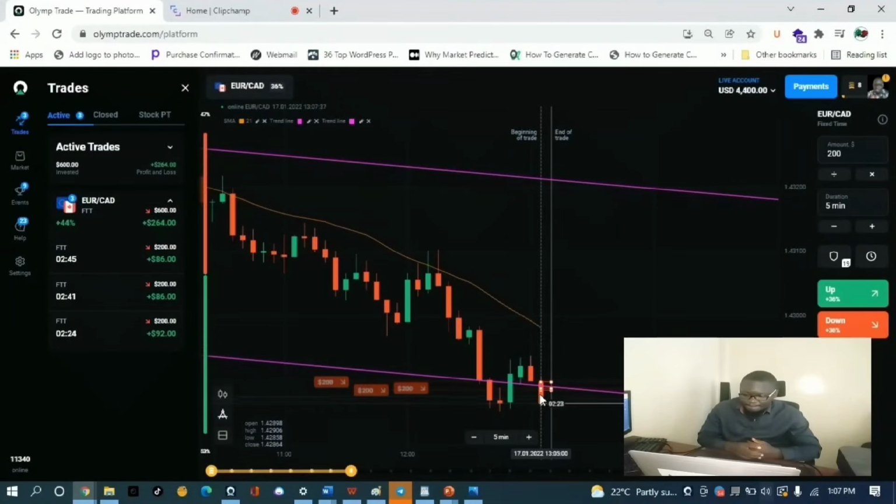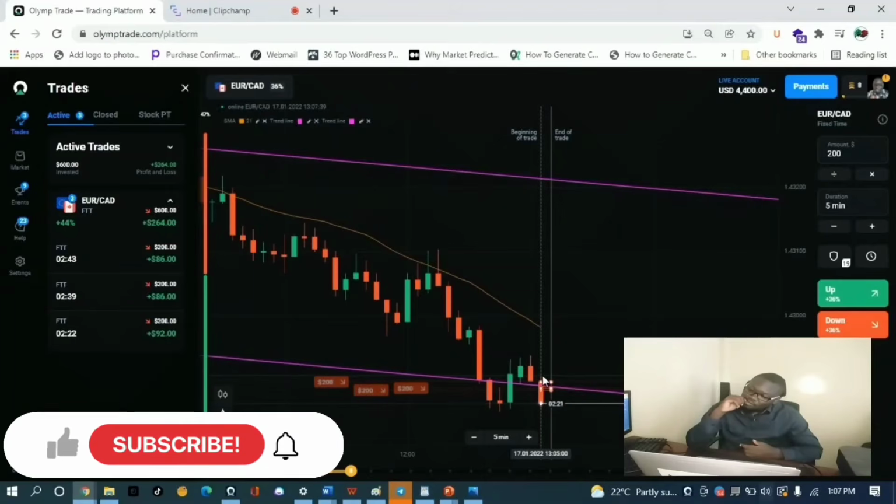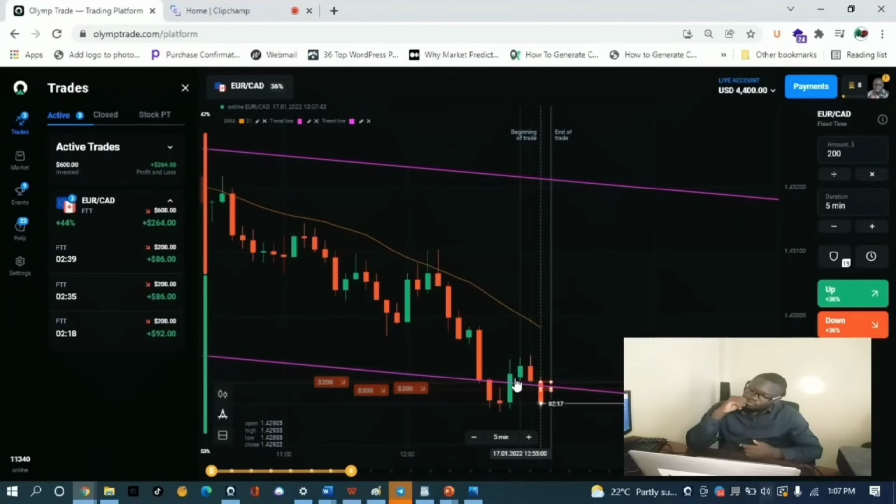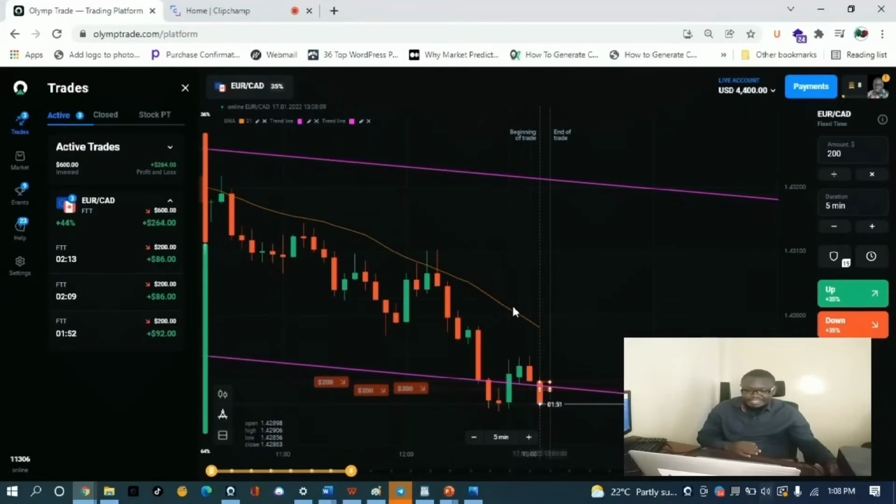Again, if you remember, we placed this trade based on 2 things. One of the signals that we received was a price action signal, and this is a bearish engulfing candlestick pattern that formed here. The second one was that the SMA line was facing downwards, so we played it safe. Okay, the opposite of trading downwards on Olymp Trade is trading upwards.